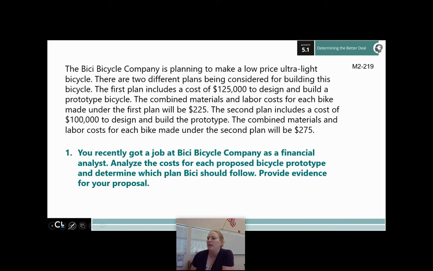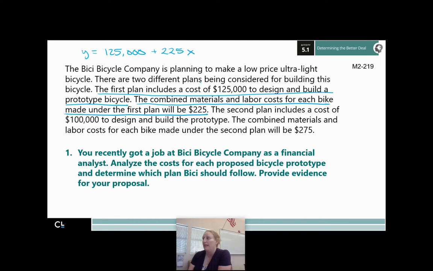So I'm going to write some equations first. Because we started off with this first plan. Let's take a look at that first plan. So we know for the first plan, it's going to cost me $125,000 right out the gate. The design, the planning, the prototype, to build that, it's going to cost that. But once we've got that under our belt, then when we start actually manufacturing bikes to sell, each bike made after that will be $225. So I'm going to do 225 times x. That'll be the number of bikes.